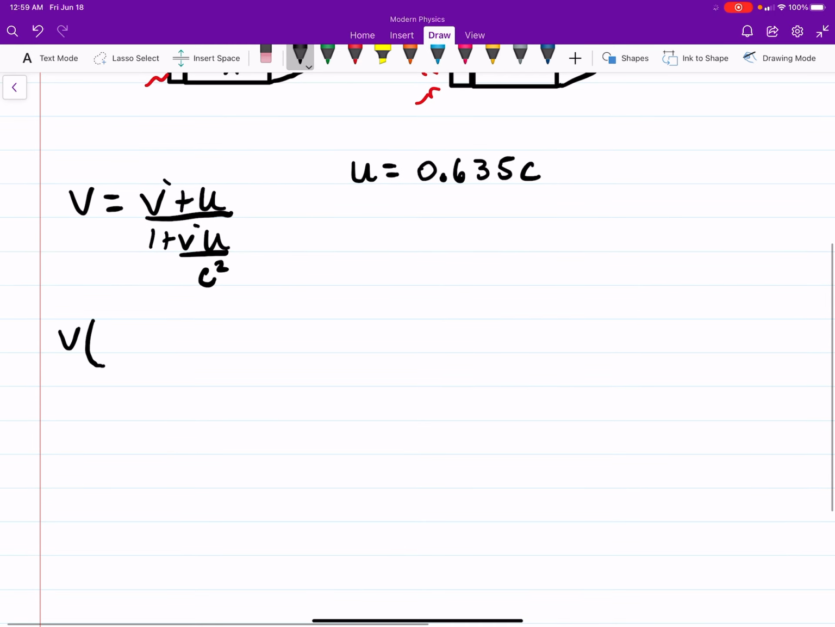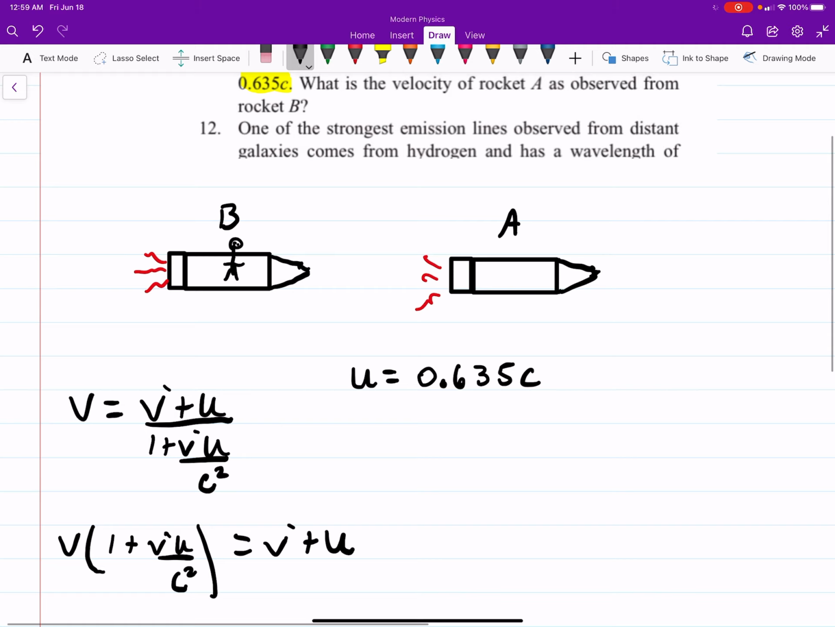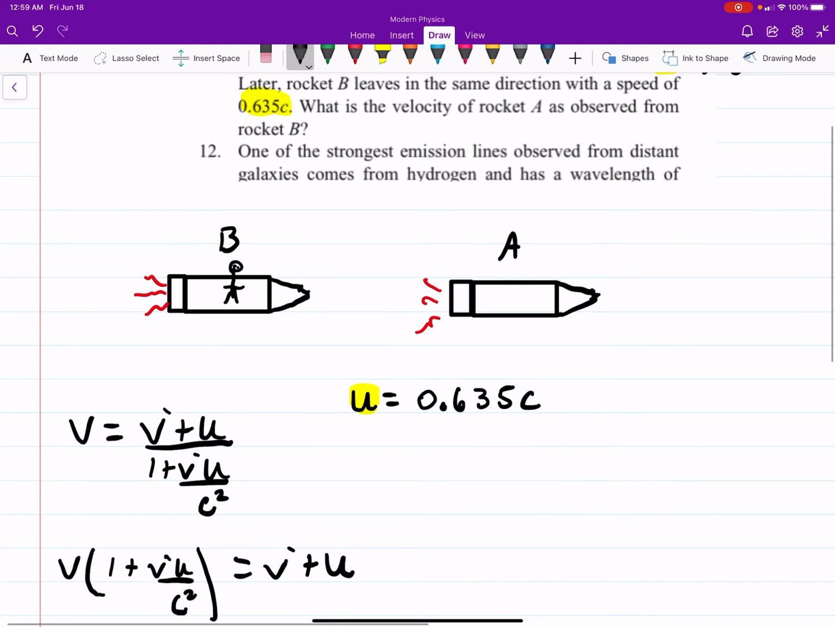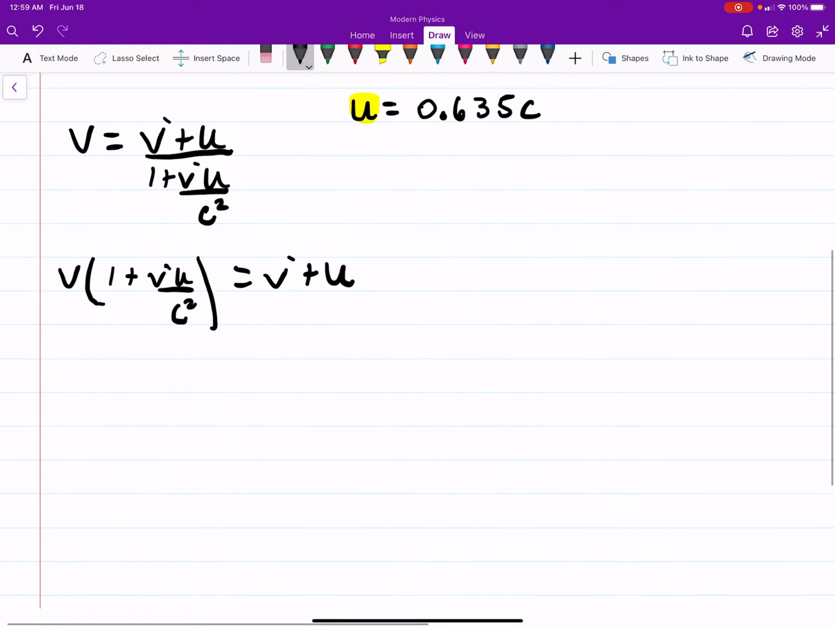So this is just a little bit of algebra. Multiply both sides by the denominator. Honestly, if you're okay with that conceptually, that's probably the hardest part. This is just the algebra. U is your reference frame, that's how they use it in the book. And then just know that v is the speed as measured from the space station, you could say.